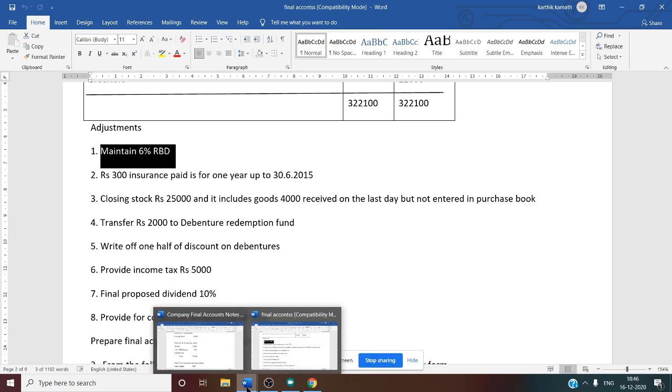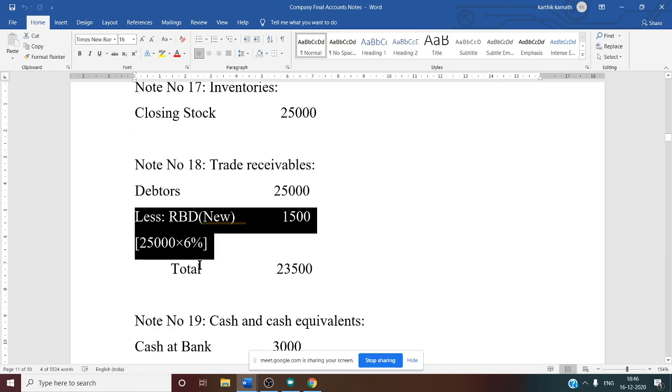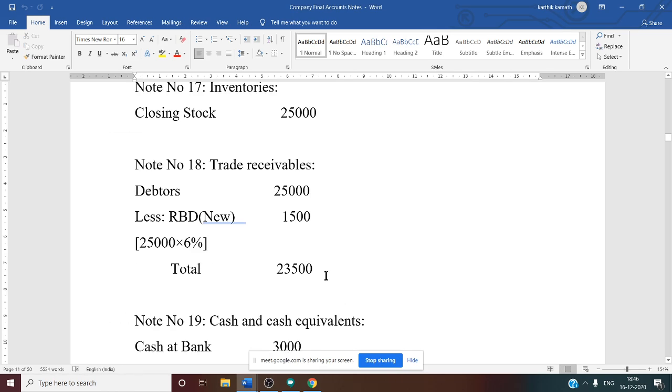How to get that amount? On the debtor you have to take 6%. You can get that amount. See this, 25,000 into 6%. So 1,500 is the new RBD deducted. So the final debtor after deduction of RBD is 23,500. And what about the old RBD? That appears only once. Why? Because it is a trial balance item. Only once it has to appear.